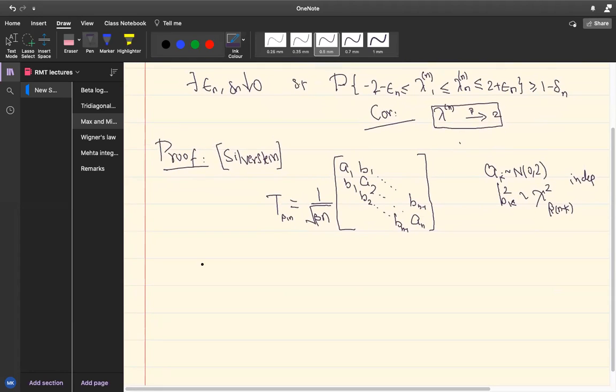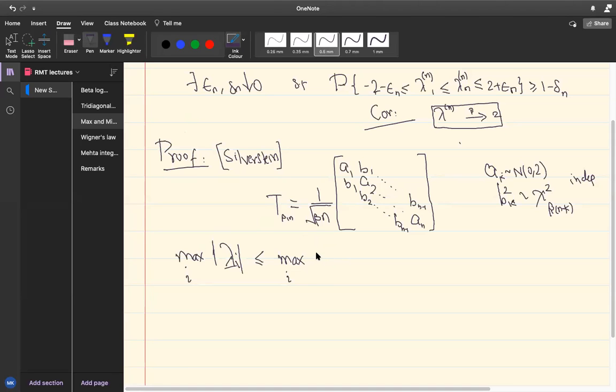What do we know about the eigenvalues? By a very simple fact, the absolute values of the eigenvalues, the maximum of that, can be bounded by the maximum of the absolute row sum. What are the row sums? What is the maximum of the row sums?